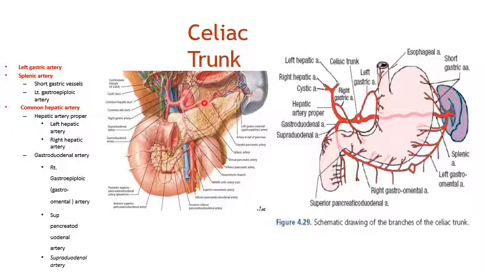This is the pancreas. Then it gives 5 to 7 short gastric arteries. These are the gastric arteries which arise from the terminal part of the splenic artery and they supply the fundus of the stomach. ये fundus है stomach का, इसको supply करती हैं gastric arteries, short gastric arteries.